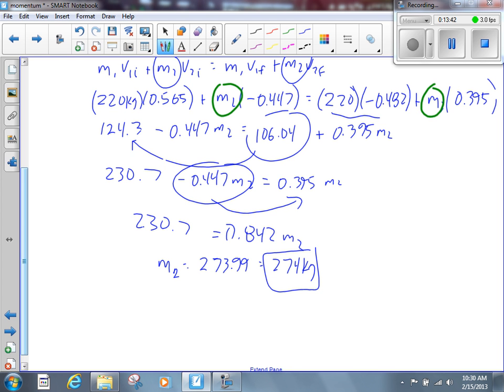Now, the next part of the question asked whether it's elastic or inelastic. We haven't had time to do that, but that's exactly like your quiz, right? Calculate EKI, calculate EKF, see if they match up.